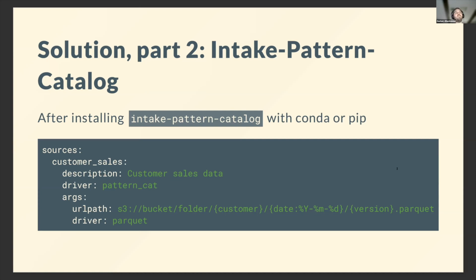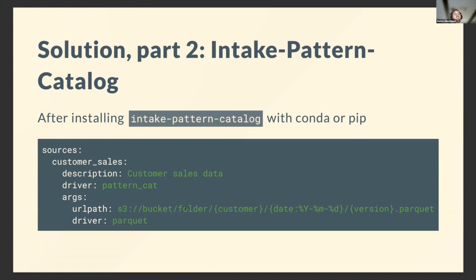It is installable now with Conda. It's on Conda Forge. You can install it with pip. And the way of using it is very similar to what you would do with a regular intake catalog. The difference is that you specify pattern cat as the name of the driver. And then, instead of giving a hard URL, either a local URL or something on S3, for example, you give it f-string style patterns.